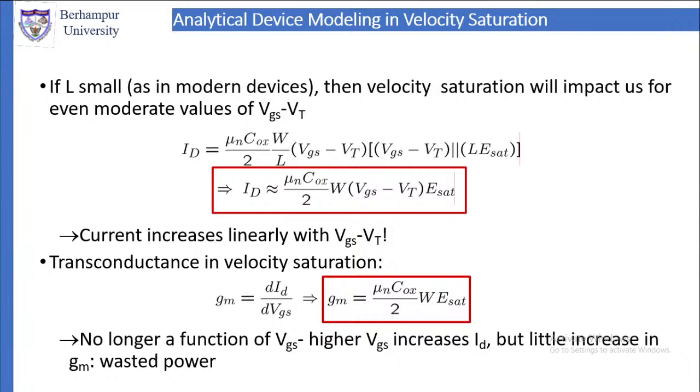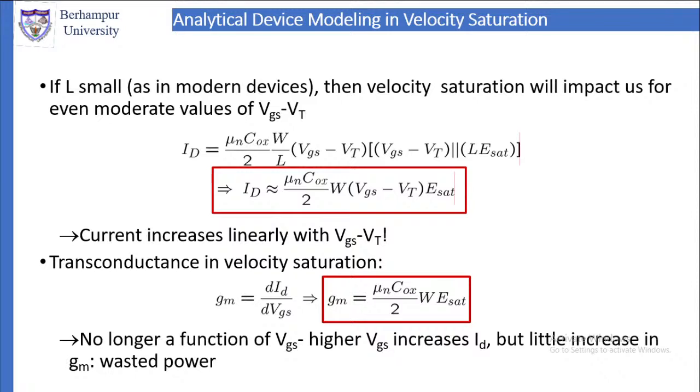For that, look at the expression for ID. ID is equal to mu n C0x by 2 times W by L times (VGS minus VT) times VD saturation. Now VD saturation we have seen: VD saturation is VGS minus VT parallel LE saturation. So ID is equal to the first equation that we see.